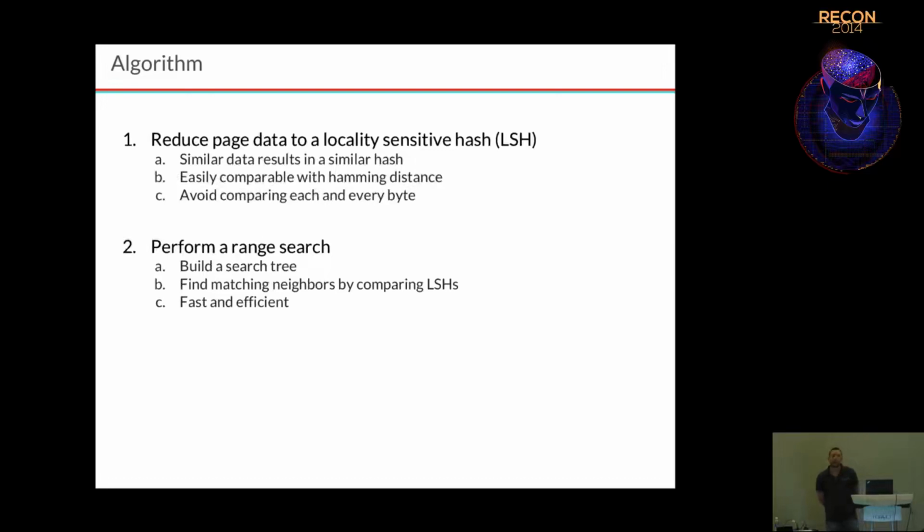But then we still need to compare each and every hash with every hash of the whole memory trace. So we build a search tree. We insert every hash into this tree, and so we can just query this tree for similar hashes. This results in a fast and efficient way to find both exact and fuzzy matches in a huge data set.